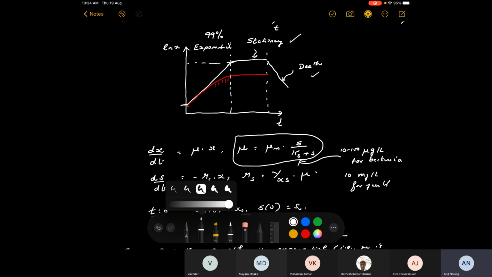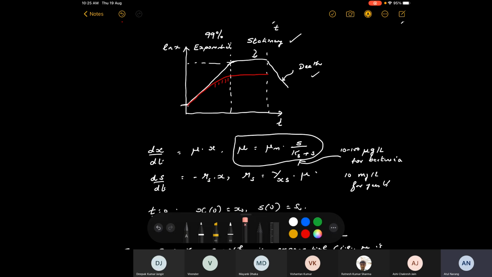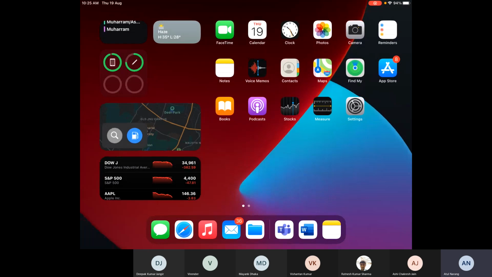You will get something like this. You simply cannot use this theory. Then you have to actually solve the exact equations. You cannot make the approximation. So it is only under this assumption that you can assume that it is attaining mu m for almost the entire period of growth. Okay, so now let's go back to the problem.